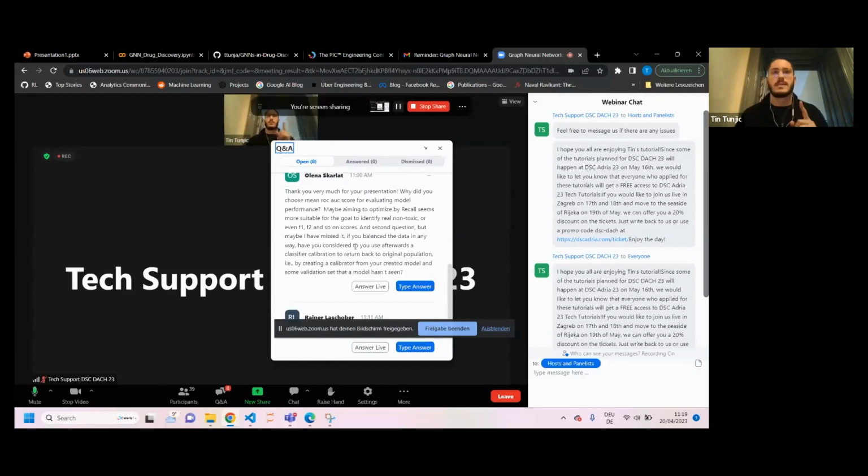One last thing on the metrics. It was said that maybe aiming to optimize by recall seems more suitable for the goal to identify real non-toxic molecules, or even F1, F2 scores and so on.